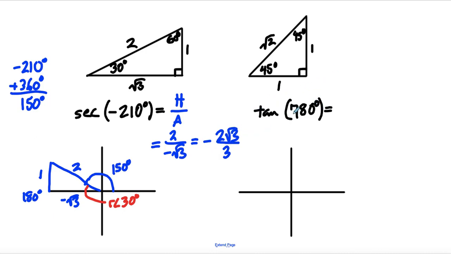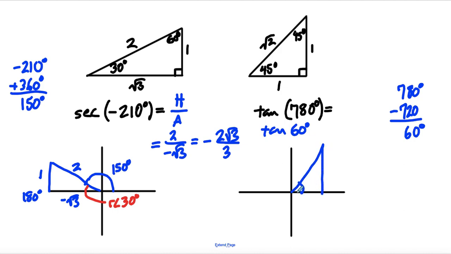Okay, last one, tangent of 780. Well, first of all, if we're going to figure out where 780 lies, we need the coterminal angle. So 780 minus, well, I could go minus 360, but I'm going to have to do it again. But I know that 720 is 2 times 360. So that's going to leave me with 60 degrees. So really, tangent of 60 degrees is going to also give me tangent of 780. Get the same answer, right?